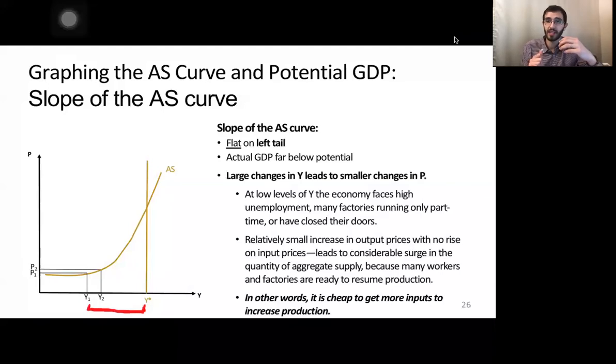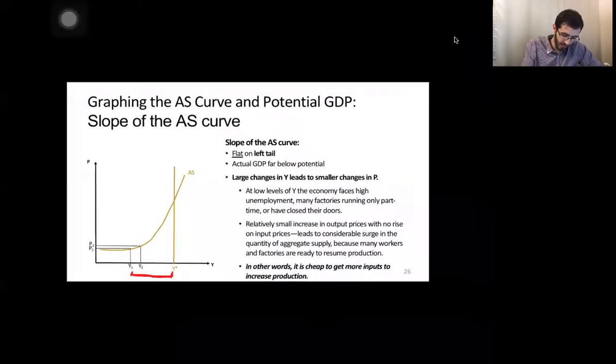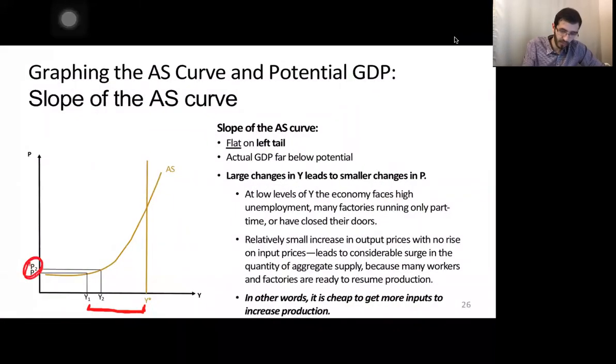So the sensitivity now to changes in Y leads to small changes in price level. Okay, so you can see, I don't need to increase price that much to generate large changes in output. Okay, that's because there's a lot of resources that are available that can be cheaply added to the production process.